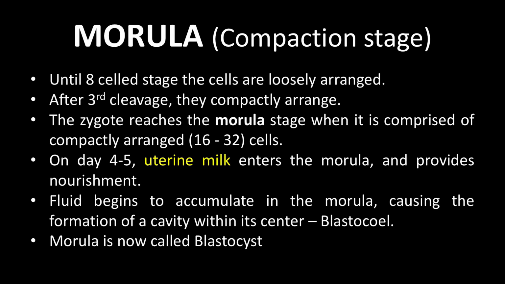Third cleavage means, our first cleavage is when the 2 cell formation happens. The second cleavage is when 4 cells are formed. The third is when 8 are formed. Then the division happens in a different plane after the 8 cell stage, coming to the 16 cell packing, it is very compactly arranged. The zygote reaches the morula stage when it is comprised of 16 to 32 cells and this morula will slowly come down in the uterine cavity.